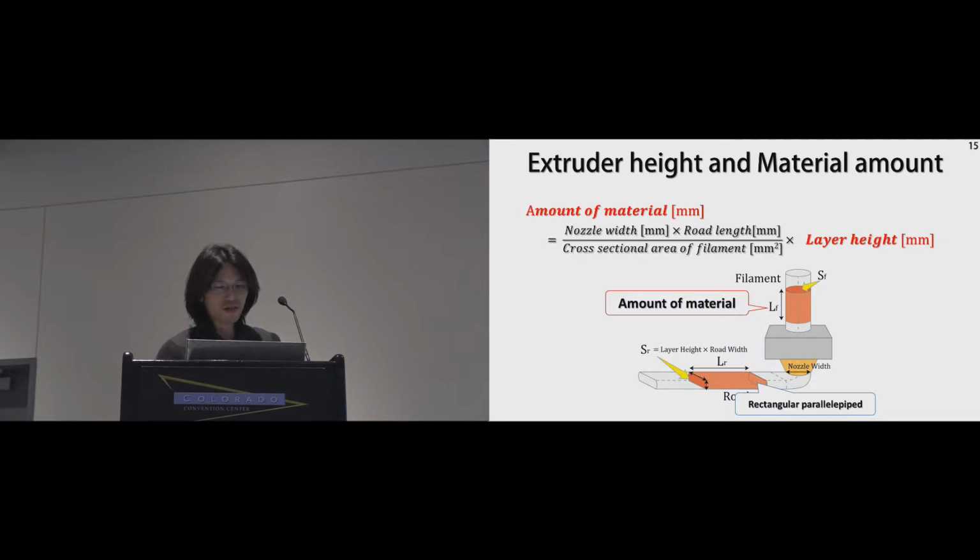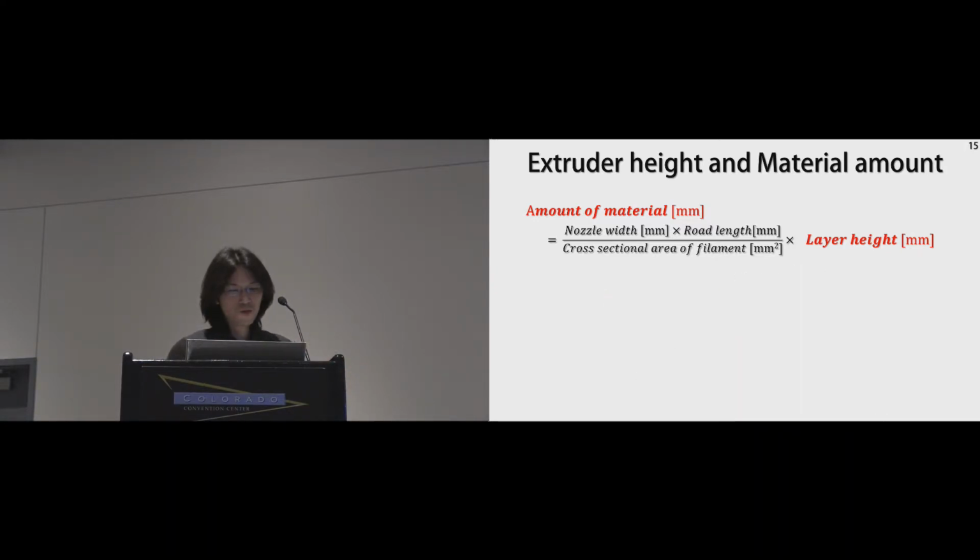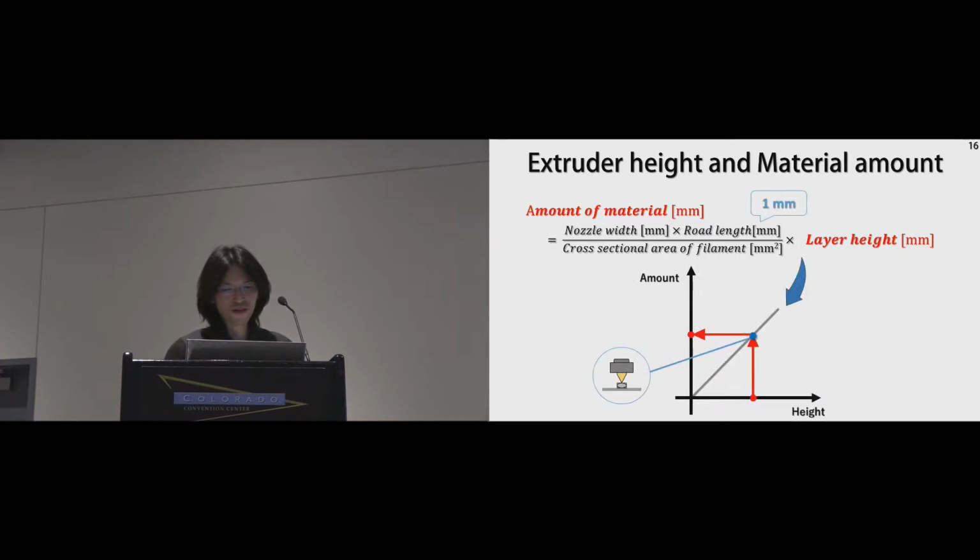Okay, let's look at the relationship between the height position and the amount of material. In conventional software, to convert a 3D model into printing paths, the amount of material can be calculated from several parameters, including layer height. Layer height is the height position of the extruder. More simply, this can be regarded as a linear function of the layer height when the length of the road is 1 millimeter.